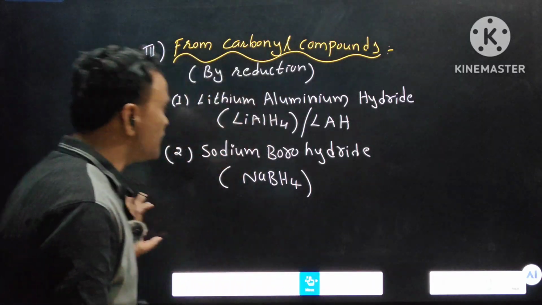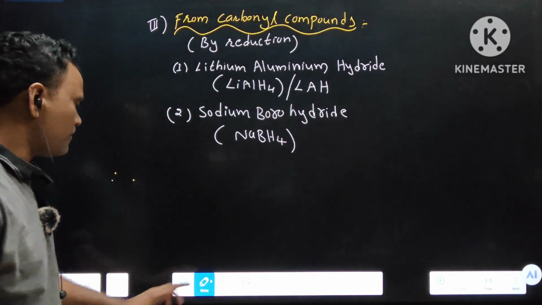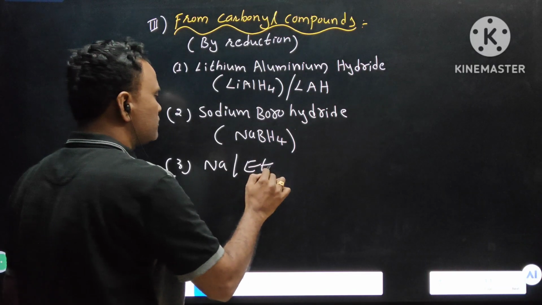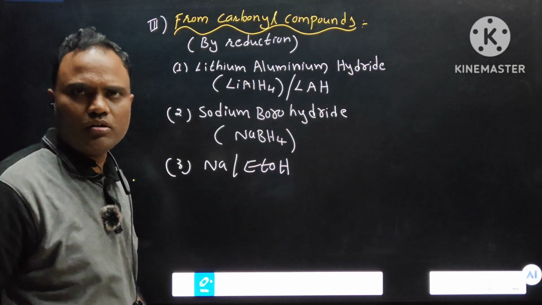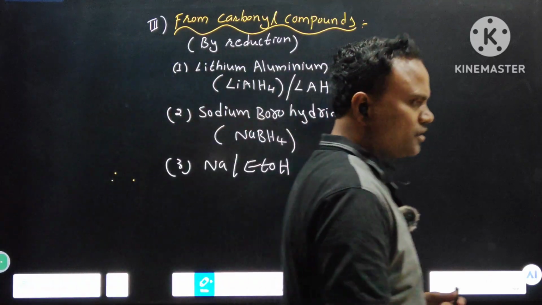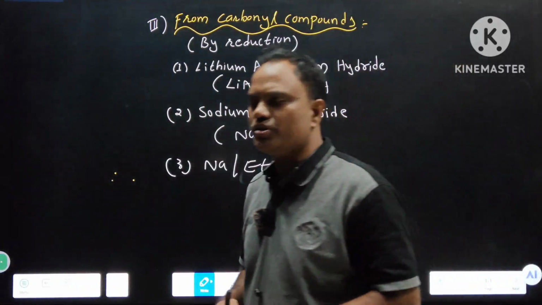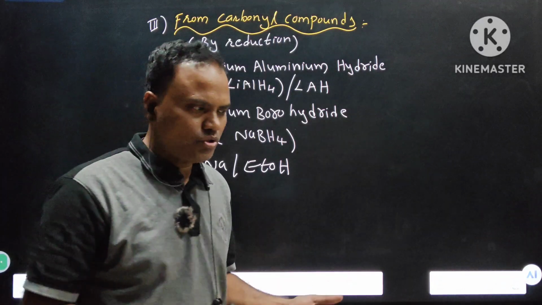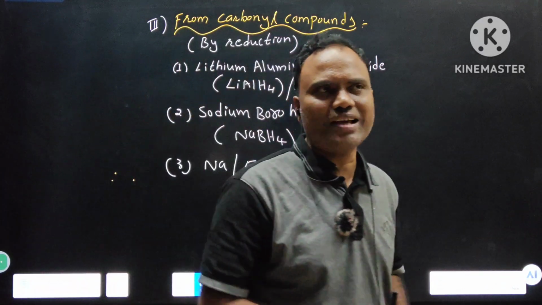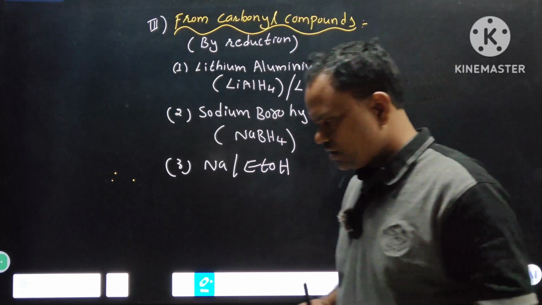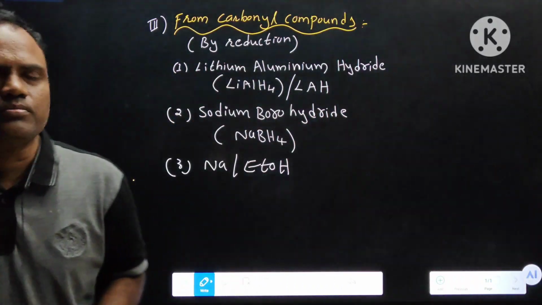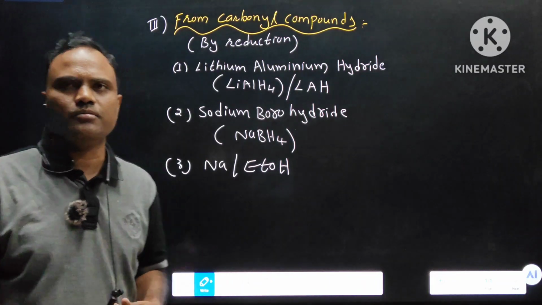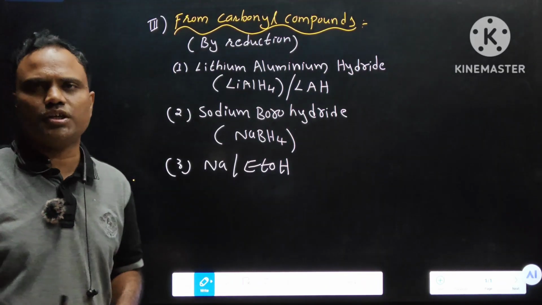And another reducing agent also there, sodium in ethanol. These three are the reducing agents which are used to reduce carbonyl compounds to alcohols. Reduction, all are same terms: adding hydrogen. Right. Now let us know some points about lithium aluminium hydride.